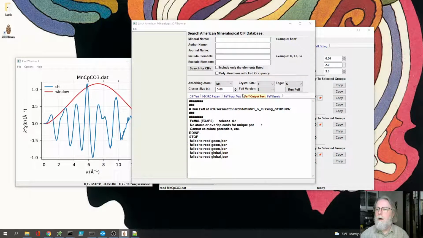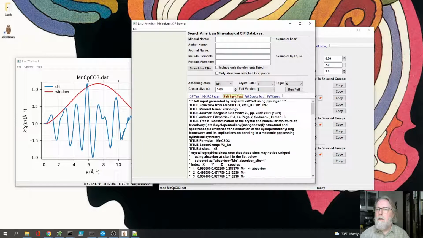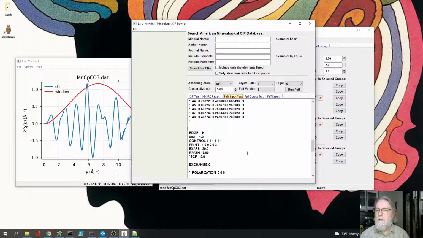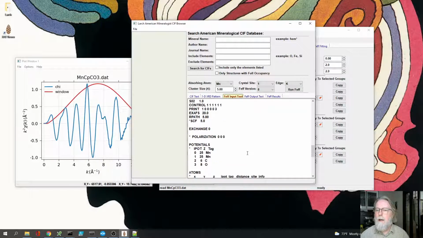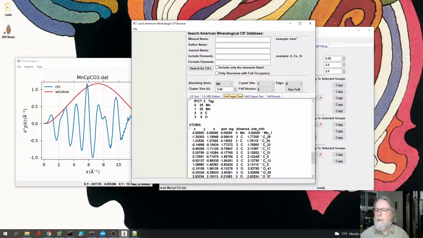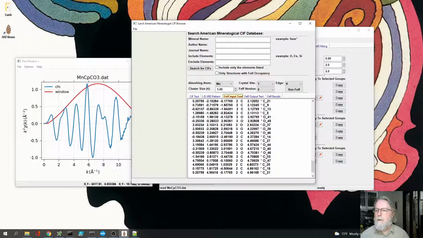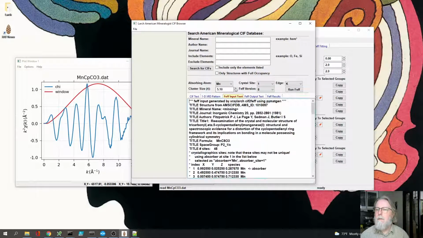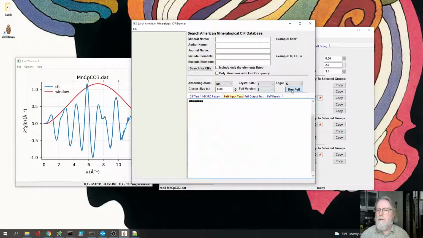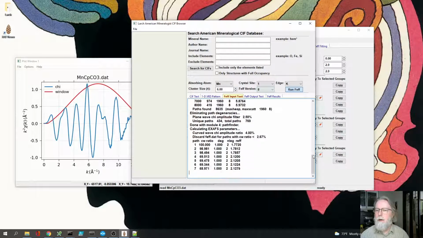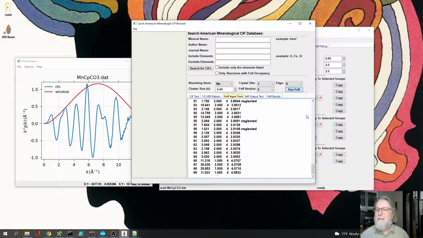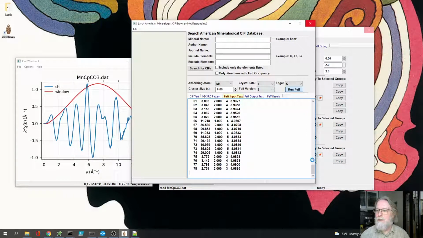I did something wrong. Let's see what I did wrong. I have manganese and carbon out to 5 angstroms. Maybe I should go a little further out. Okay, it helped to go further out. I'm not sure why, but that's how you deal with it when Feff doesn't work. You try it again when Feff doesn't conform to your needs.